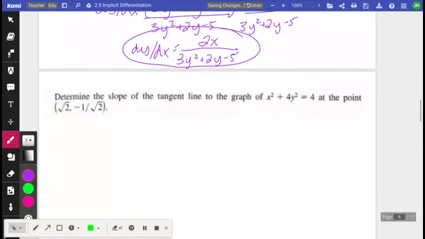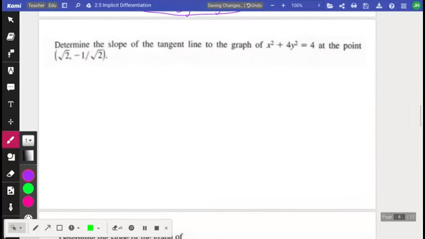Okay. We're going to do a similar thing. We're just going to add to it. So we're determining the slope of the tangent, which is just the derivative, but it's at a given point. So instead of having x's and y's, we would be plugging in root 2 and negative 1 over root 2. Okay, so we're still doing the same thing. So just a reminder that slope is change in y over change in x, which is dy over dx. So that's our goal.